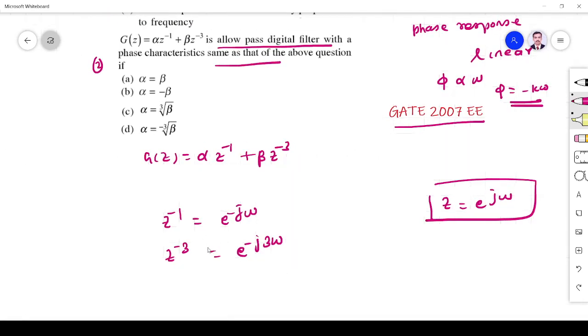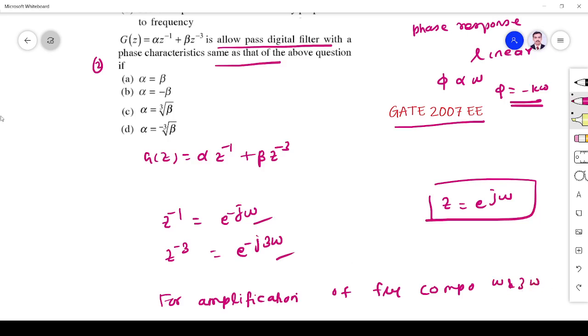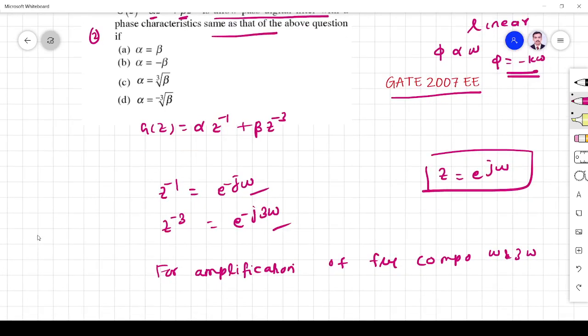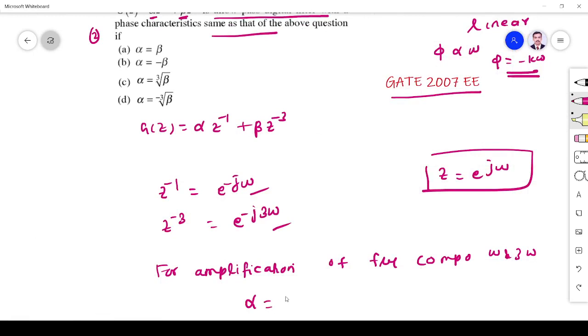First we are writing it in terms of frequency. So for amplification, what is the other condition I told? For the amplification of the frequency components, omega and 3 omega, what should be the condition? The magnitude should be the same. So alpha and beta should have the same value, then only it will allow the frequencies. So alpha must be equal to beta. So the answer is option A. Thank you.